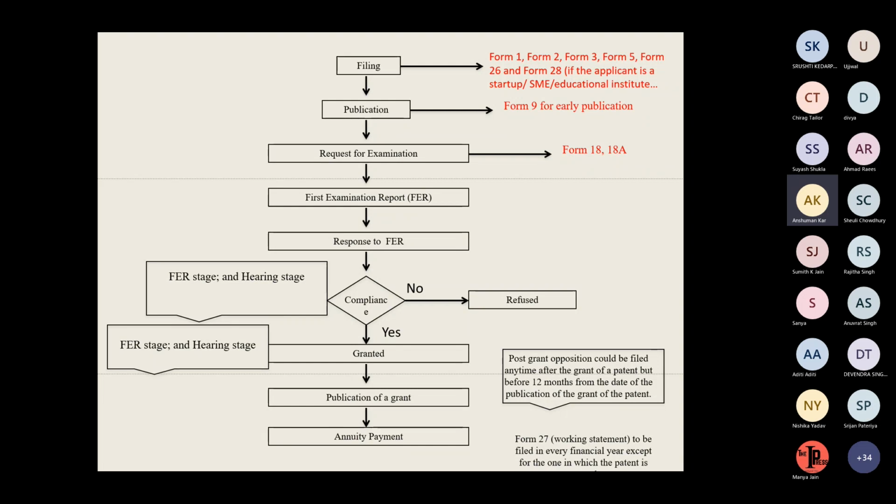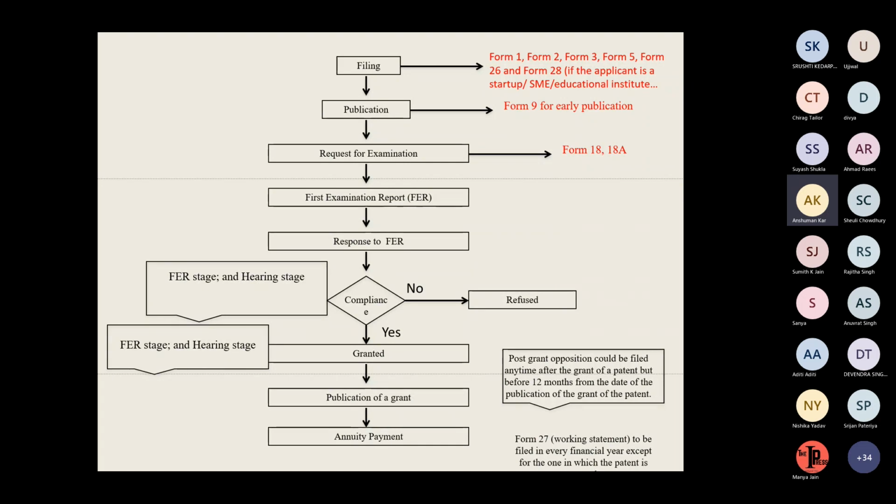Form 5 is from the inventor, that okay, we are the inventors and we are fine with filing. Form 26 is power of attorney. So if you are filing through an agent, a patent agent, you need to give some authority to that agent. That is Form 26.